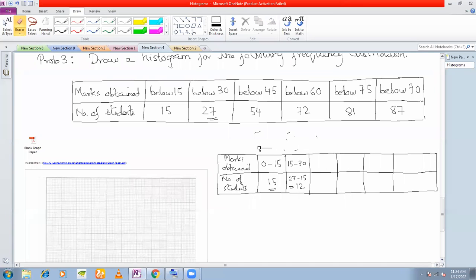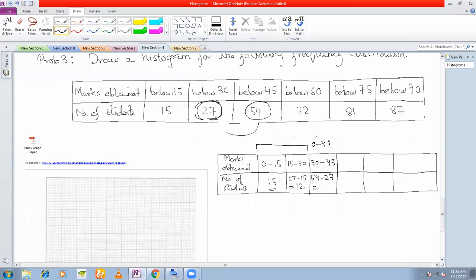Now if you see the next one. Next one is below 45. Below 45 means 0 to 45, right? But 0 to 30, how much do you have here? 15 plus 12, which is nothing but 27, isn't it? So instead of 0 to 45, we write here 30 to 45. Understood? Because you have 0 to 30, how much do you have? 27. And below 45, how much you have? 54. So this must be 54 minus 27. Clear?